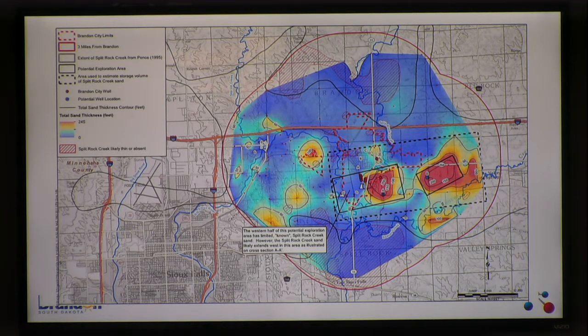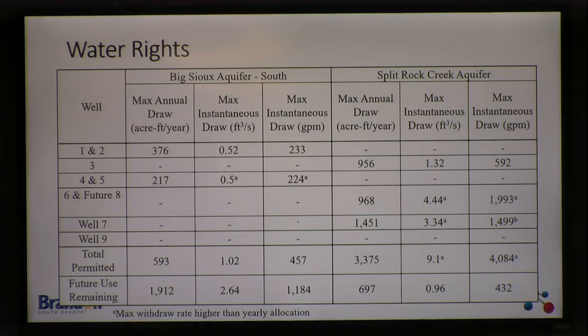Okay, so the next question is, can we get that water? Water in South Dakota is utilized by communities according to their water rights. So there was an investigation of water rights, and there are two different aquifers, the Big Sioux Aquifer and Split Rock Creek. Without getting too detailed, this summary shows the existing water rights. I don't have the water right numbers on here, but you can go right to the DNR website and see how much water is available according to the water rights, and also what the future remaining water right is for the city of Brandon.